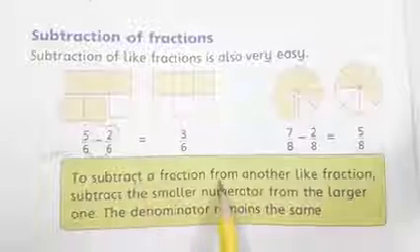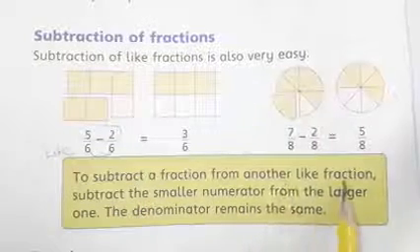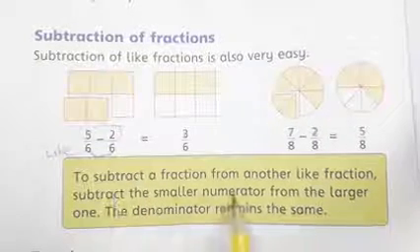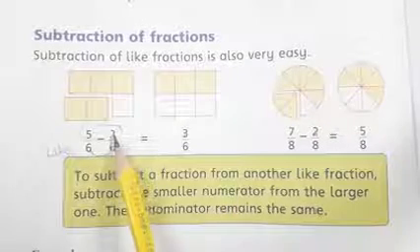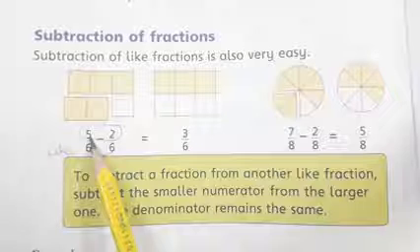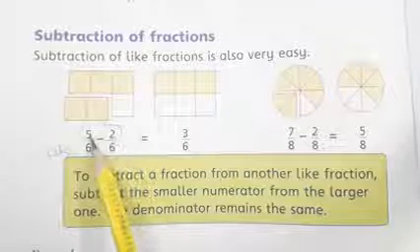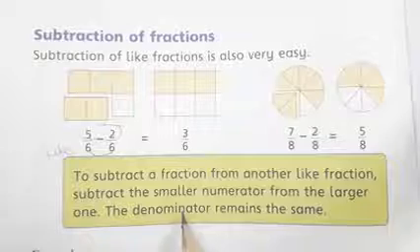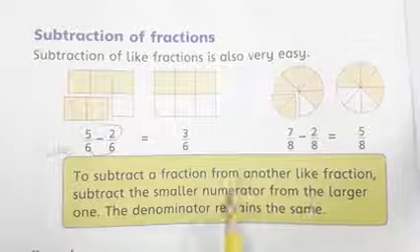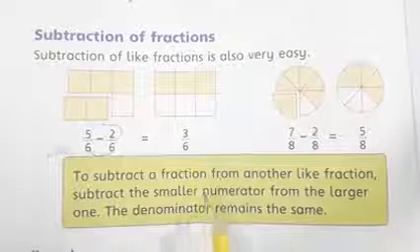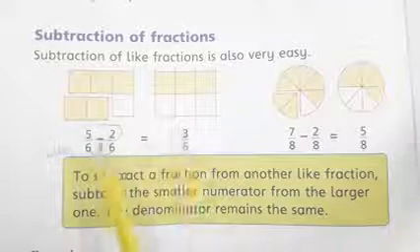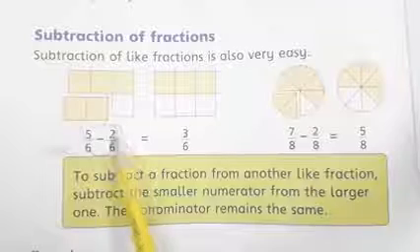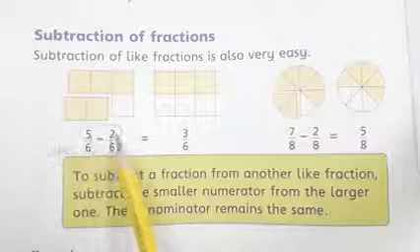To subtract a fraction from another like fraction, subtract the smaller numerator from the larger one. We will subtract the smaller from the larger number. And the denominator remains the same, as I explained in the addition of fractions, because both of these are like fractions. In like fractions, we will just add and subtract the numerators, the upper number.